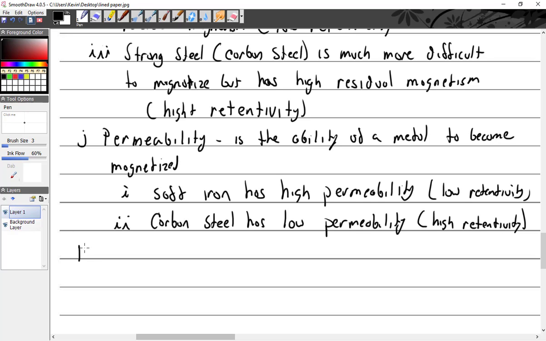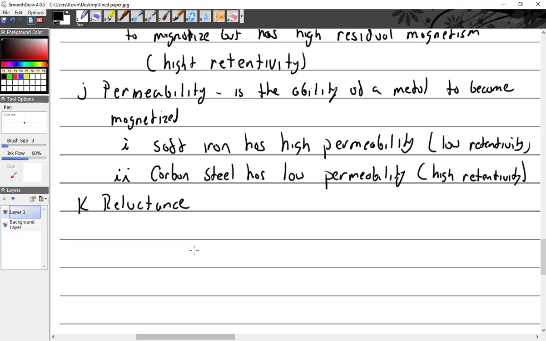And last but not least is reluctance. The opposition of a material to magnetic lines of flux.